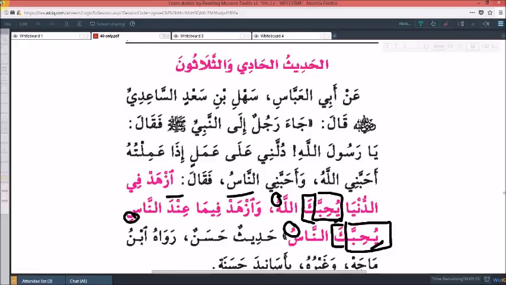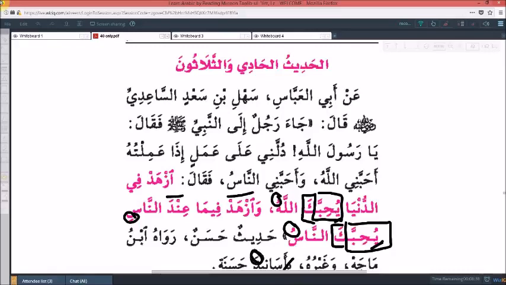Hadithun hasan, the hadith is sound. Rawahu Ibn Majah, Ibn Majah narrated it, wa ghayruhu, and other than him, bi asanida hasana, with good chains. Isnad, asanid. Asanid, as we see, is mamnu min as-sarf, right? We have our ba, which should make the word after it majroor. And it is majroor, but it doesn't take a kasra, it takes a fatha since it's mamnu min as-sarf.